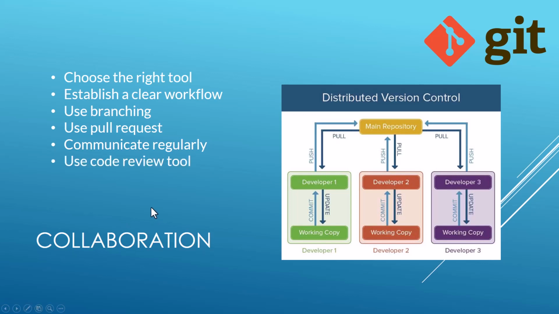Always use code review tools. Code review tools can automate the process of reviewing code changes and can provide feedback on coding standards, security issues, and best practices. This can help ensure that code changes are high quality and consistent with the rest of the code base. Overall, effective collaboration with source versioning tools requires clear communication, a well-defined workflow, and a willingness to give and receive feedback. By following these tips, your team can work together more efficiently and produce higher quality software.